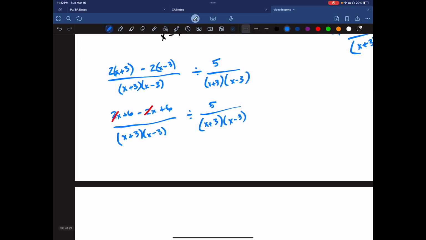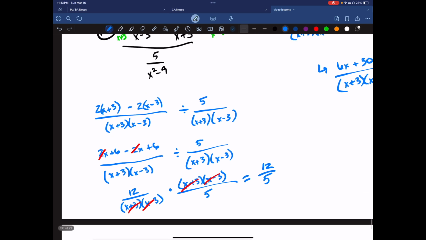Okay, now this is going to be 6 and 6 is 12 over x plus 3, x minus 3 times. Notice I'm switching from division to multiplication, which means I got to flip this fraction. That's going to be x plus 3, x minus 3 over 5. Now, everything's cleaned up. I can get rid of x plus 3, x minus 3. And this is simply going to be 12 over 5 as my final answer.